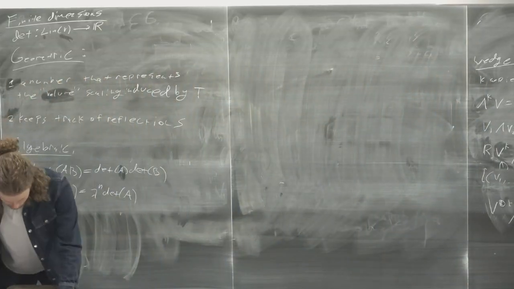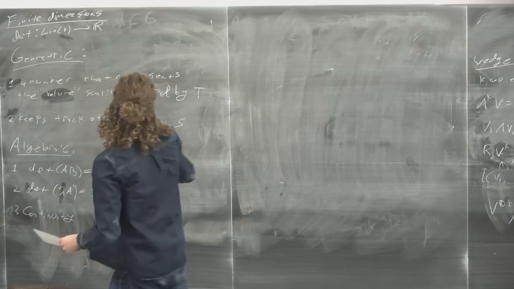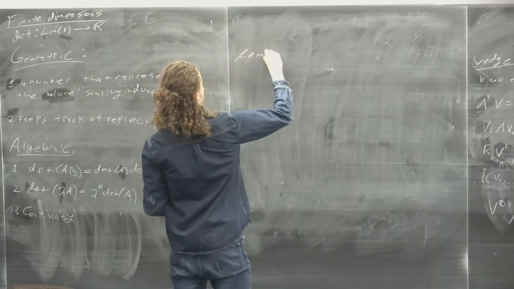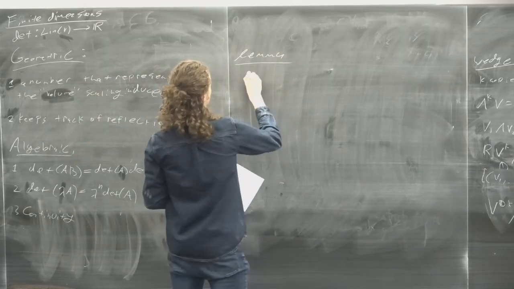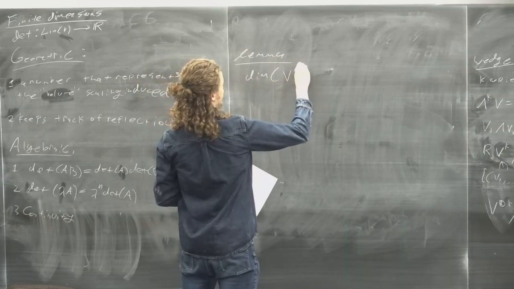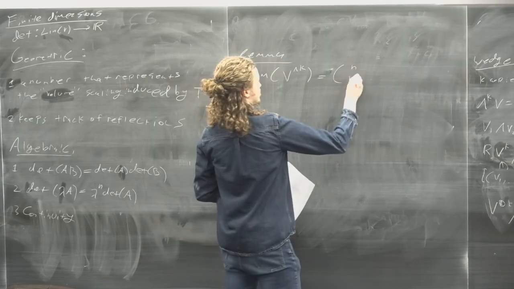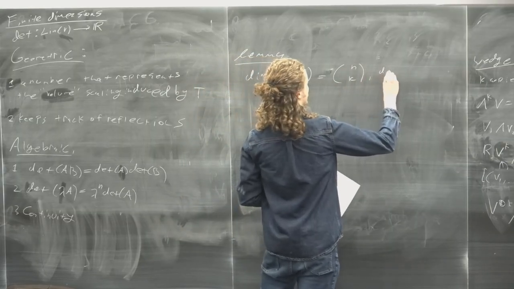Okay, let me remember where I'm going here. So I'm just gonna do this now. So the dimension of this wedge to the k is equal to n choose k, where the dimension of v is n.